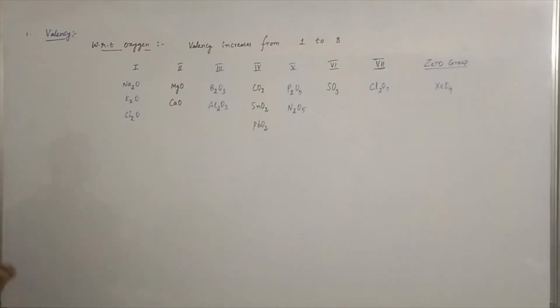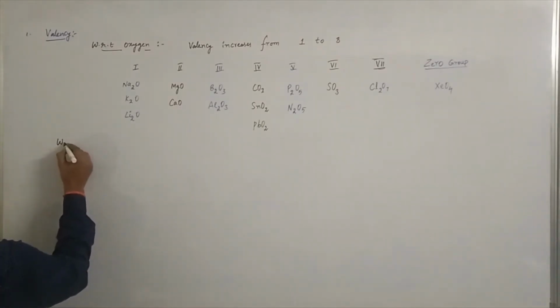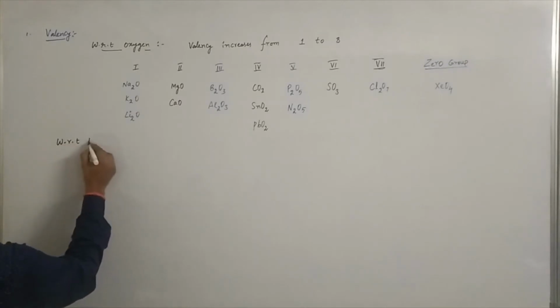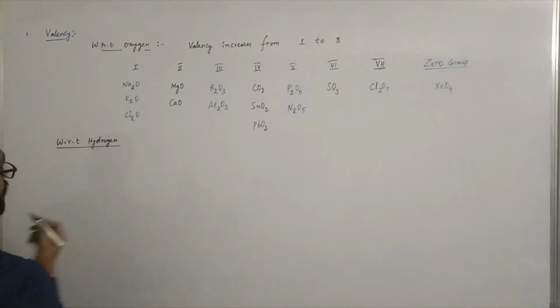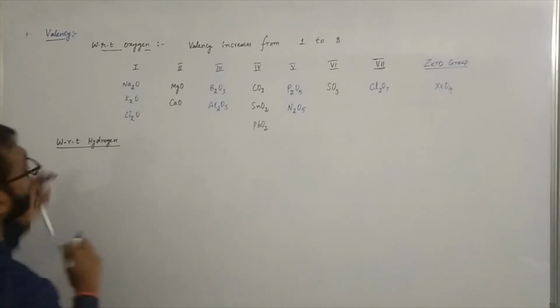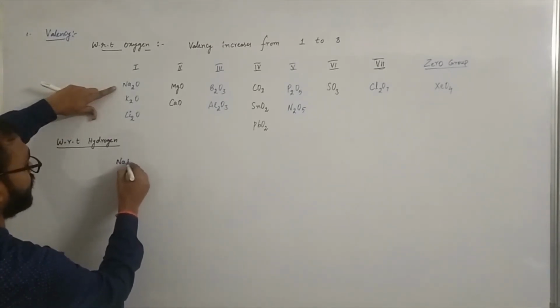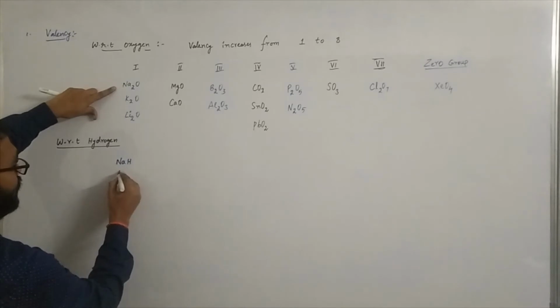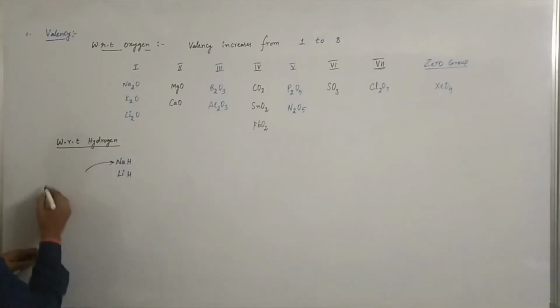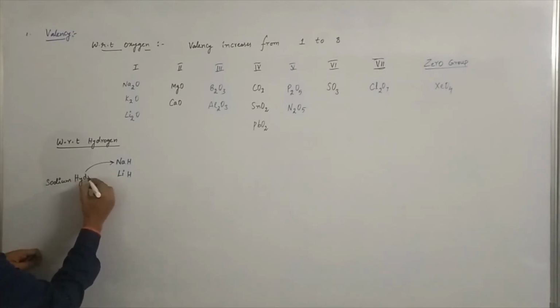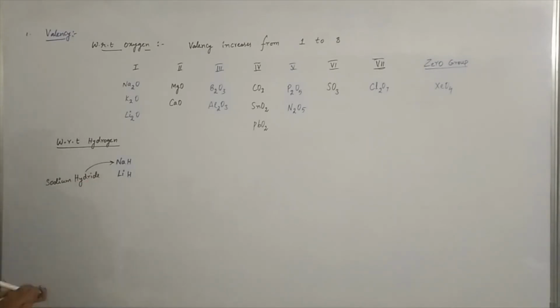Now, with respect to hydrogen, valency changes from 1 to 4 and then decreases. So if you take first group elements, example I am taking sodium hydride, lithium hydride, potassium hydride, etc. So what is the name of this? Sodium hydride. Lithium hydride and so on.